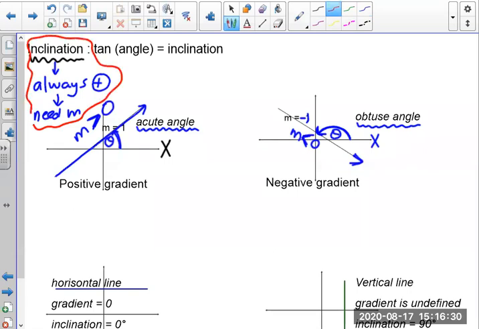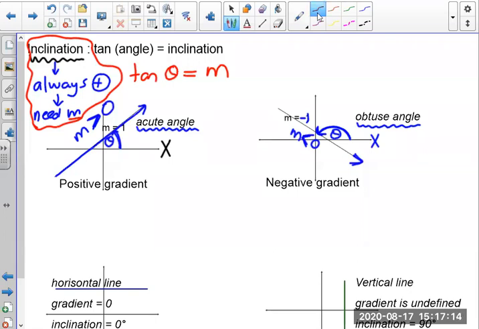So to find the inclination, you must remember inclination is always positive, and you need the gradient of the line. Now the formula is tan of the inclination angle is equal to the gradient of that line. So either you will have the gradient or you will have the inclination angle. If you look at the first one, I gave you m is equal to 1. The gradient is equal to 1.